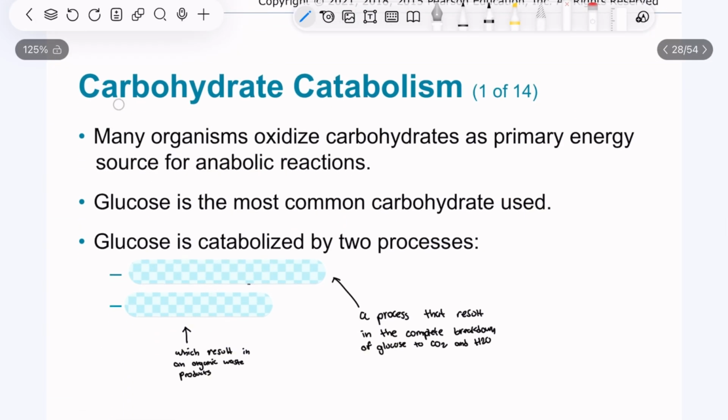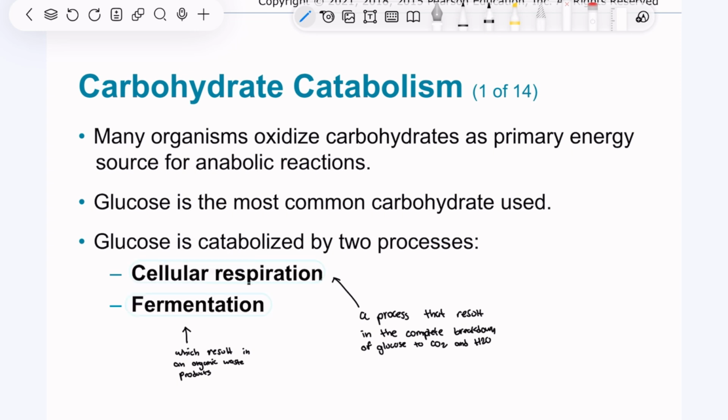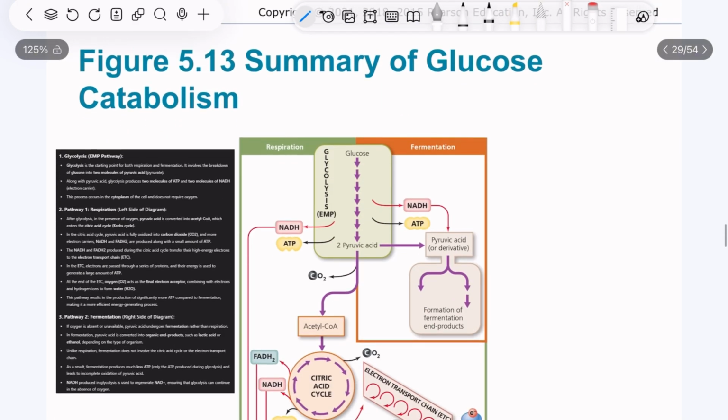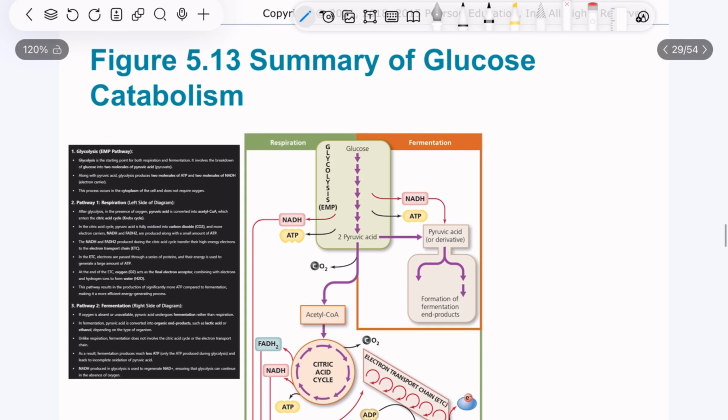And then we move to carbohydrate catabolism. Many organisms oxidize carbohydrates as a primary energy source for anabolic reactions. Glucose is the most common carbohydrate used, and glucose is catabolized by two processes, which are cellular respiration and fermentation. Cellular respiration is a process that results in the complete breakdown of glucose to CO2 and H2O. With fermentation, this results in an organic waste product. So here's a summary of glucose catabolism.